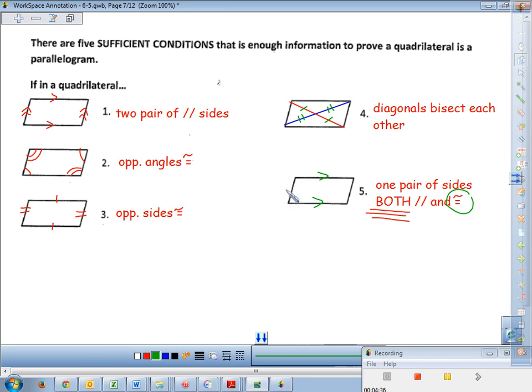So what do you think about this? Don't draw it. Just think. What do you think about that? Is that one pair of sides that are both parallel and congruent to each other? No, because the parallel sides are these, this green set. The congruent sides are the black set. That's not the same thing, right? So it doesn't work that way. What if I did this?